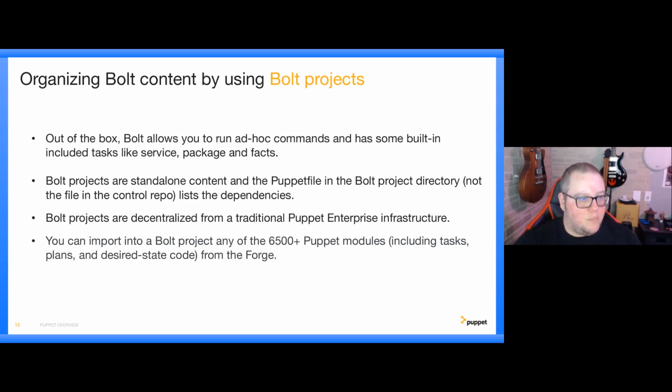So there are some built-ins that come with Bolt that are things like running service tasks, managing packages, pulling facts from systems, and then we can add additional content from there. So the Puppet Forge is available to us. Like I said, we can use that Puppet code in our plans.